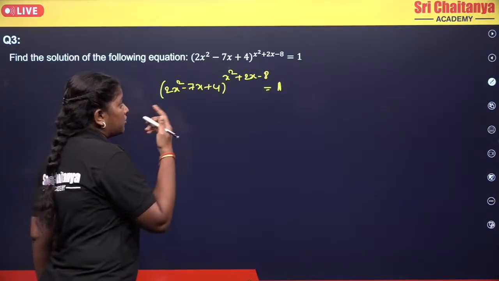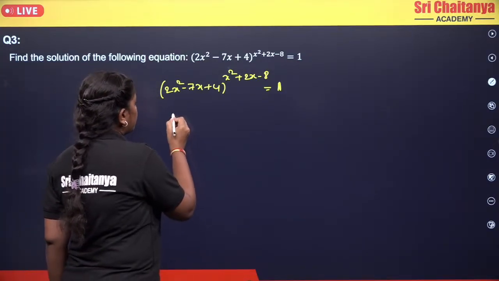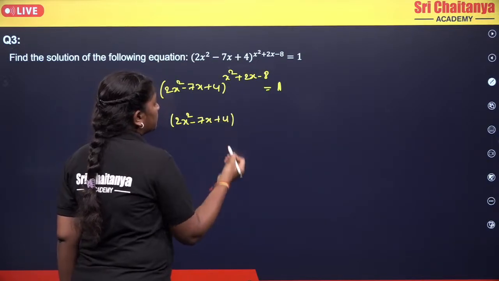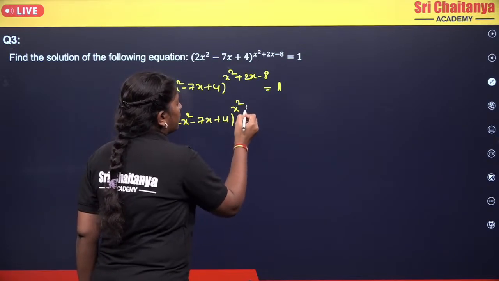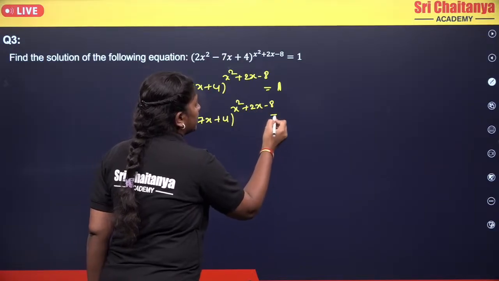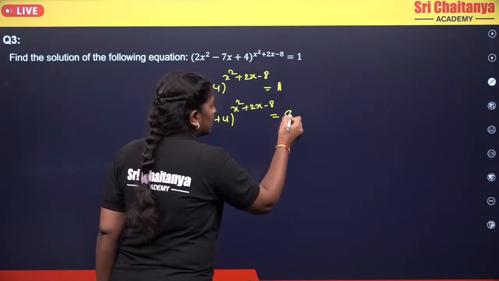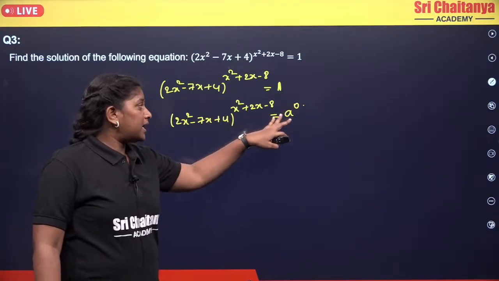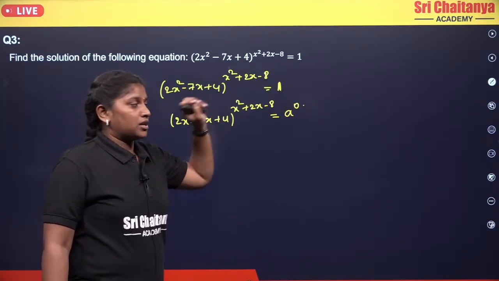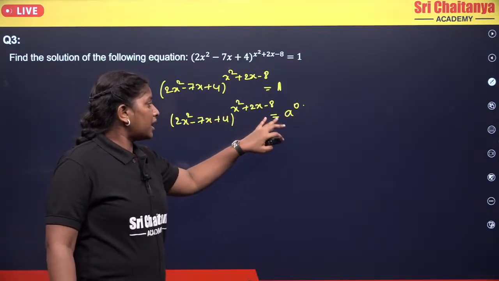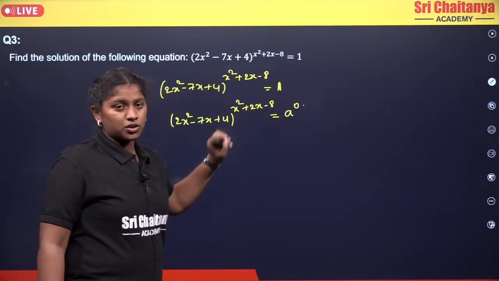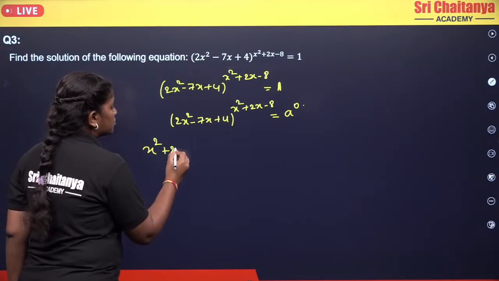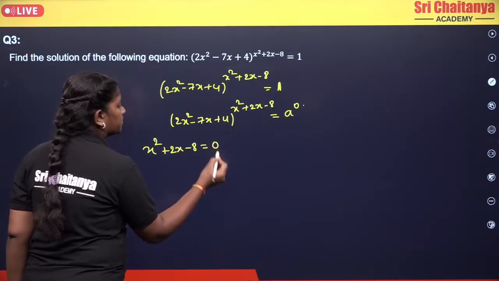So I can write (2x² − 7x + 4) to the power (x² + 2x − 8) equals a to the power 0. I don't know what that a value is, but anything to the power 0 will give you 1. That's the reason I have written my 1 as anything to the power 0. From there we will get x² + 2x − 8 equals 0.